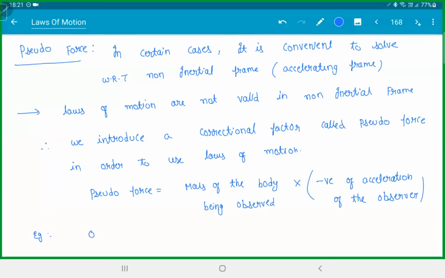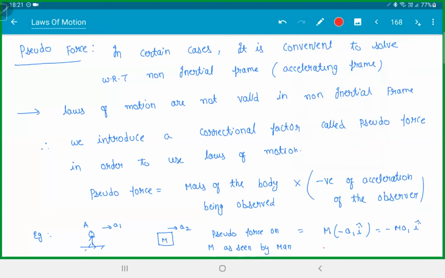Example, let's say we have a person here who is going with acceleration a1. We have a block here going with an acceleration a2. So if I ask you to find pseudoforce on M as seen by man, now this is important. You have to define who is your observer. The pseudoforce will be mass of the block into acceleration of the man in the opposite direction. So minus a1 I cap, minus ma1 I cap. This is independent of a2.